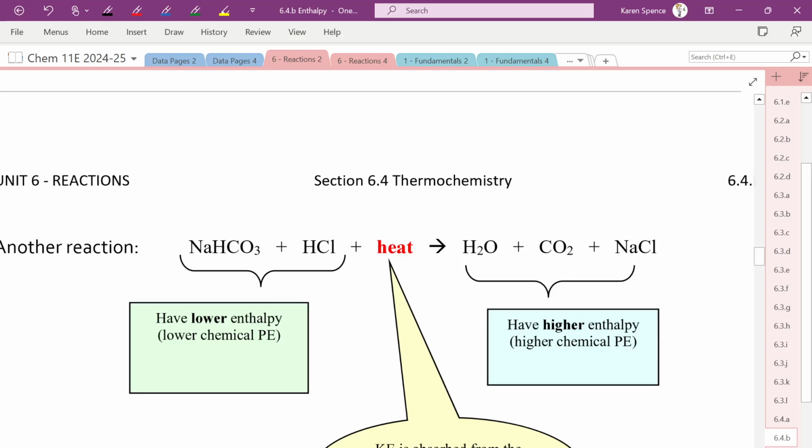Here's an endothermic reaction. And the heat term is in the reactants.